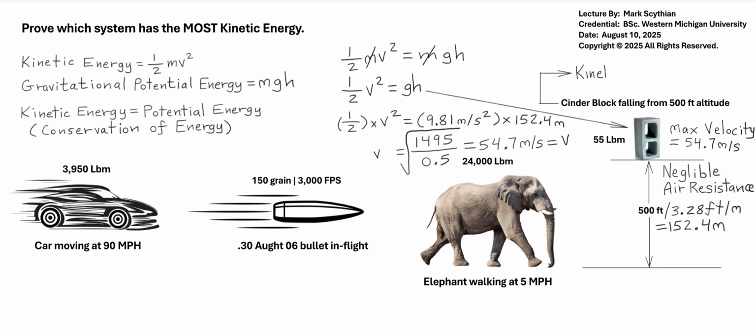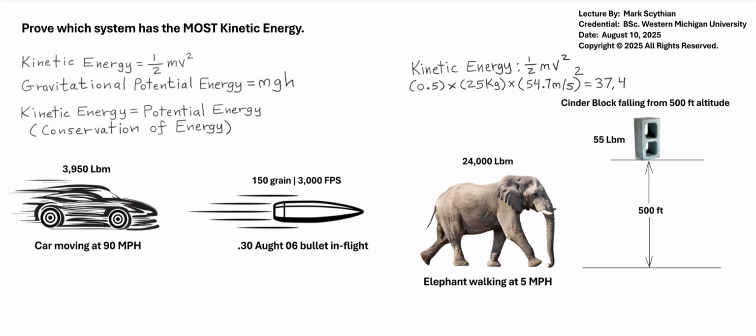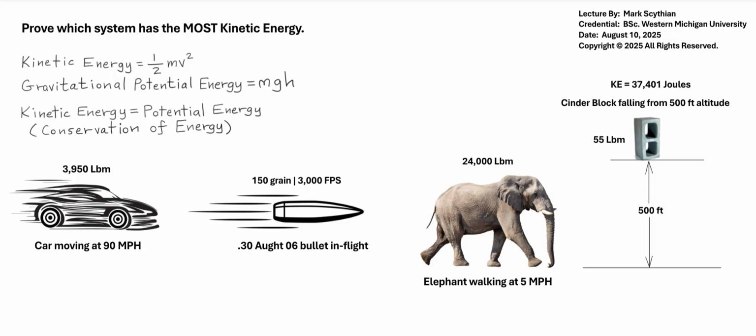So now all we have to do is solve for the kinetic energy of the cinder block falling from 500 feet altitude, having a weight of 55 pounds. So we just take the 0.5 times the mass in kilograms. So we divide the pounds mass by 2.2 to get 25 kilograms. And then we take the 54.7 meters per second final velocity and square the entire value. So we calculate 37,401 joules of kinetic energy for the cinder block.